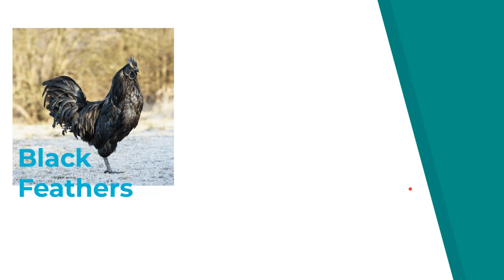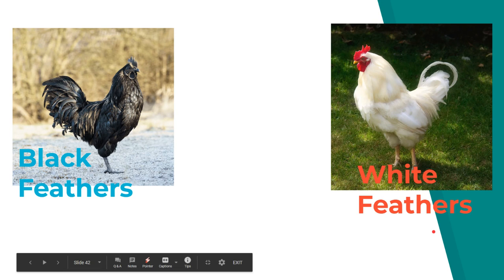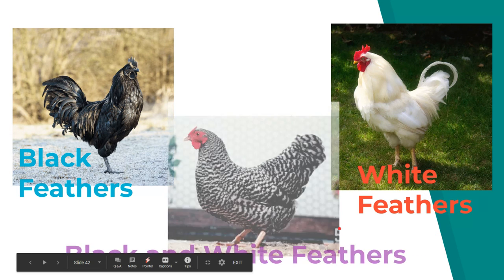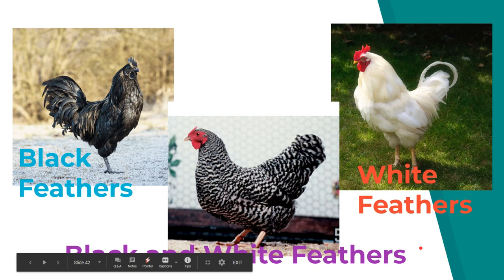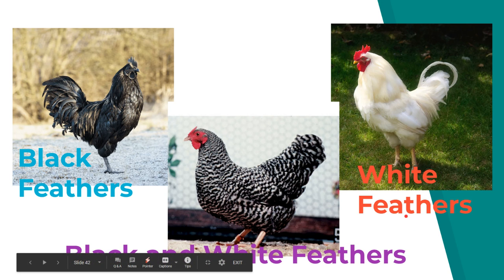In chickens, we can have chickens with black feathers, we can have chickens with white feathers, and if we have a heterozygous chicken, they are going to have black and white feathers. So again, both traits are going to be present in the heterozygous phenotype.